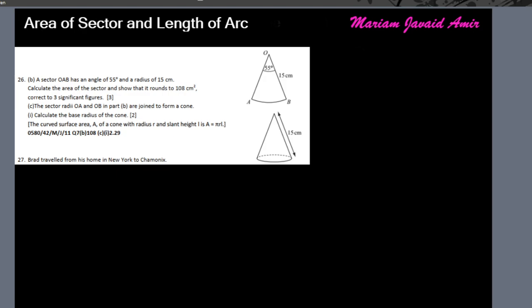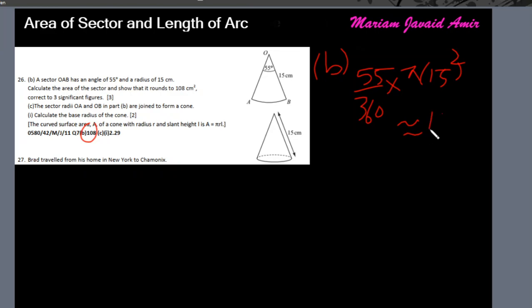Okay, question number 26, which is part B, is calculate the area of the sector and show that it rounds off to this. So for part B, the area of the sector is 55 over 360 times pi r squared. So whatever value you get will get rounded off to 108.